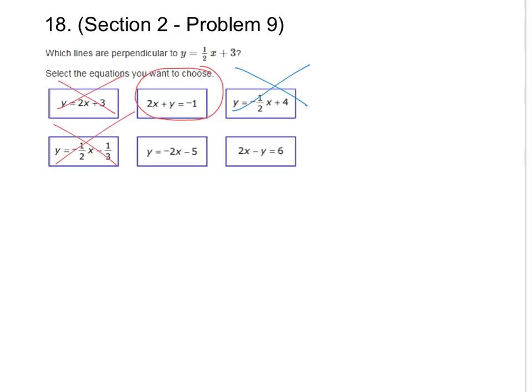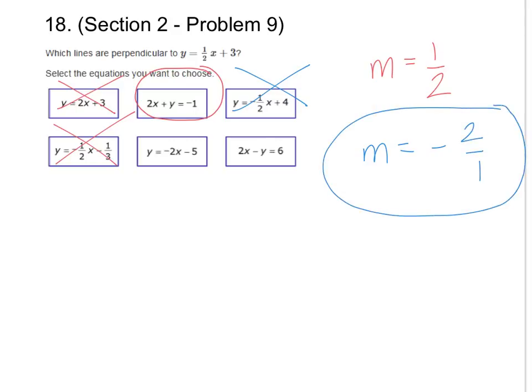All right, so I erased some of that other stuff, but again, this equation, remember, has a slope of 1/2. So what we are looking for is a slope that's the opposite of that, which would be negative, and the reciprocal of that, which would be 2/1.